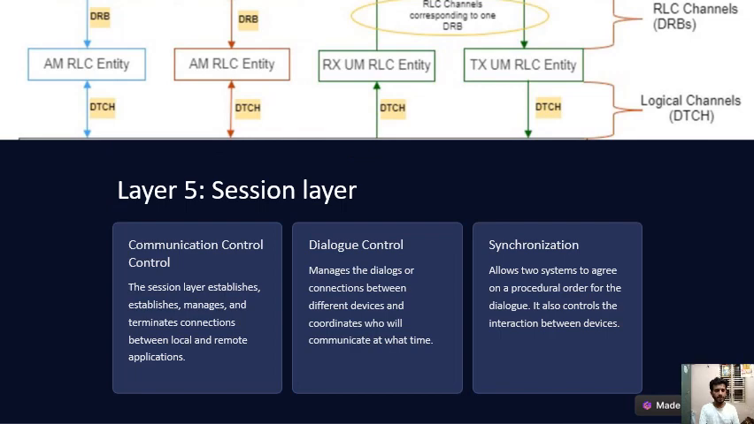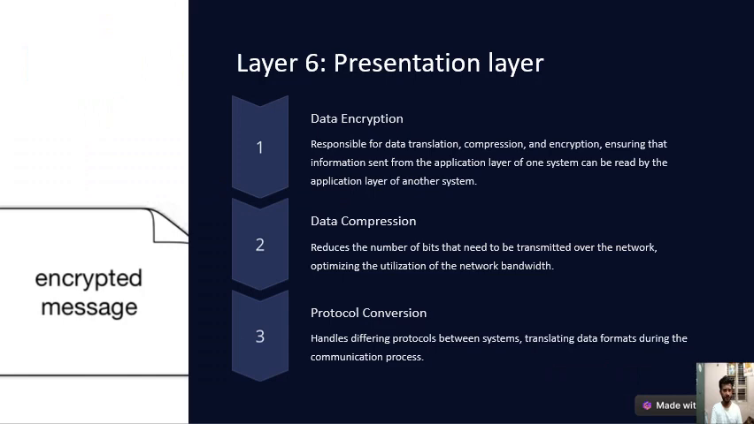Layer 5, Session layer. Communication control: the session layer establishes, manages, and terminates connections between local and remote applications. Dialog control manages the dialogues or connections between different devices and coordinates who will communicate at what time. Synchronization allows two systems to agree on a procedural order for the dialogue. It also controls interaction between devices.